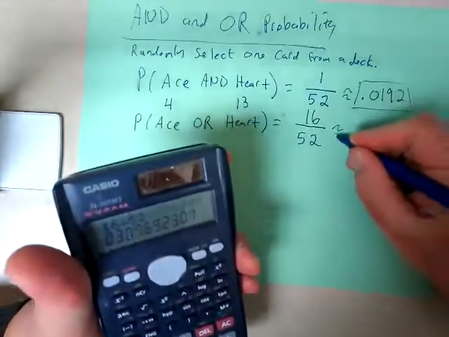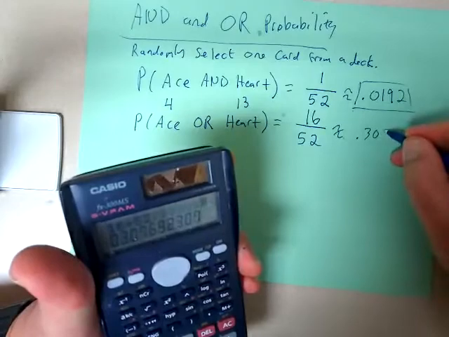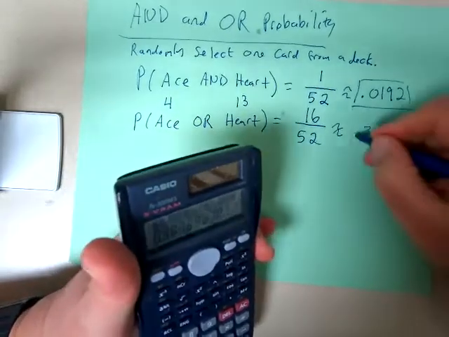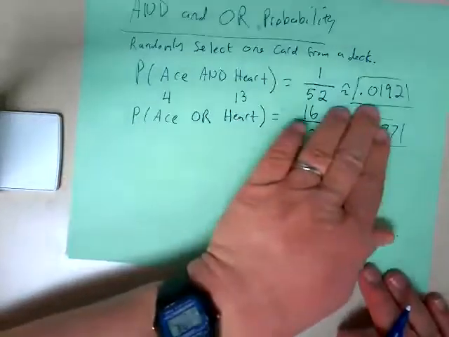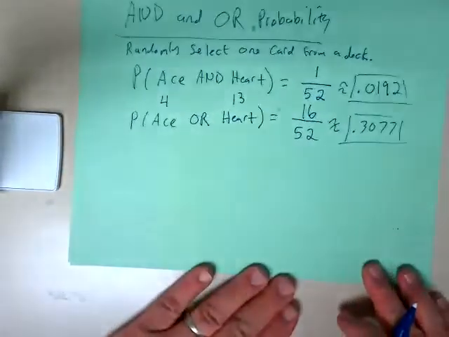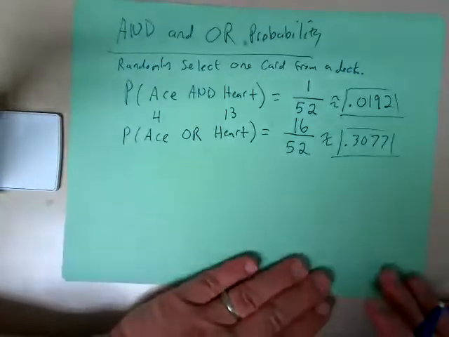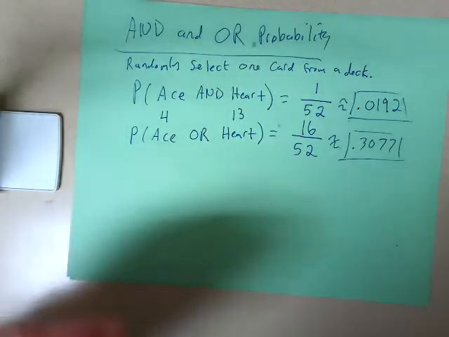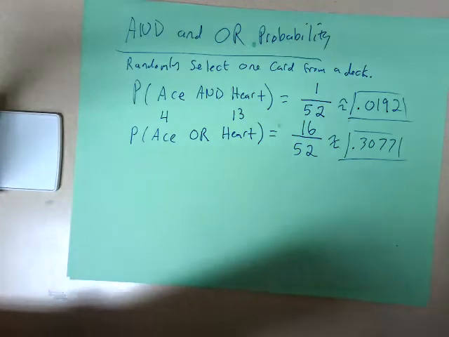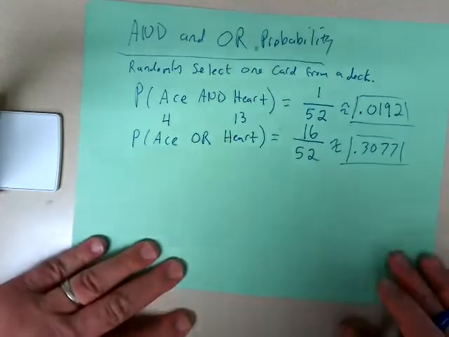And I get approximately 0.3077 if I round to 4 decimal places. Okay? Ace and a heart, ace or a heart. So that's the idea behind and or probabilities. When you see that word in a probability problem, it means something. Okay? And you have to take that into account.